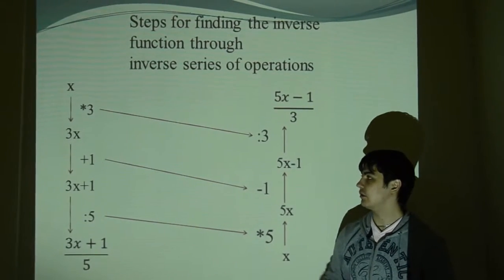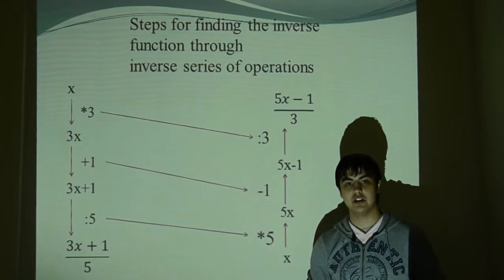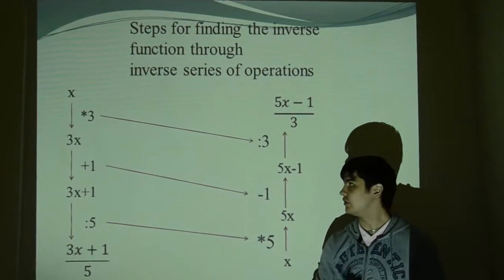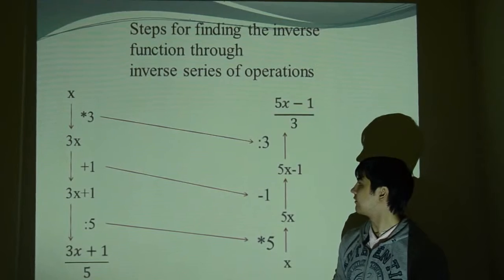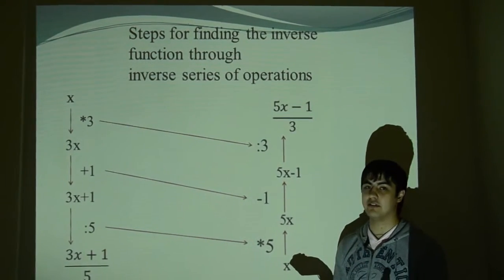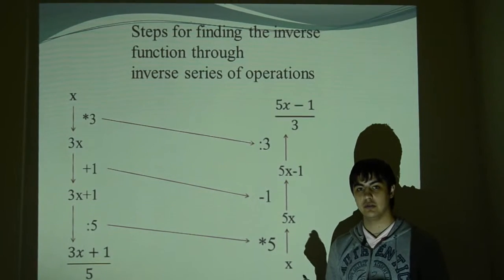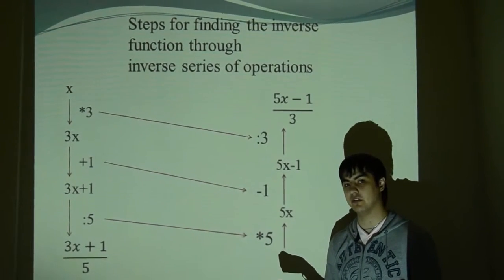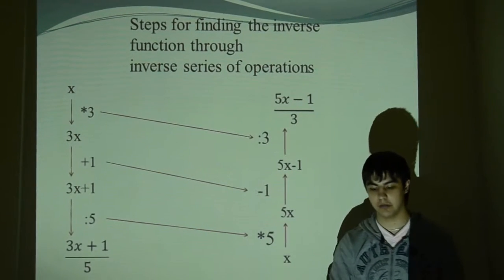And our last step, we have multiplication in the beginning. The inverse operation of multiplication is division. We have to divide 5x minus 1 by 3. So we have (5x minus 1) over 3. We see that the inverse function is the same as we had in the previous method, but this method is much more complicated.